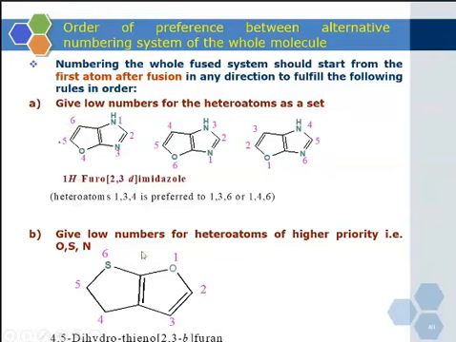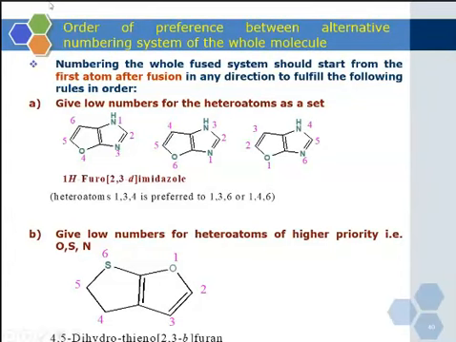Second thing we have to take care of is to give low numbers to heteroatoms of higher priority. If oxygen and sulfur both are present, numbering may start from this or this. However, while doing the numbering, we have to first take care that both the heteroatoms get the minimum possible number, and at the same time we also have to take care that the lower number should be given to the heteroatom with higher priority.